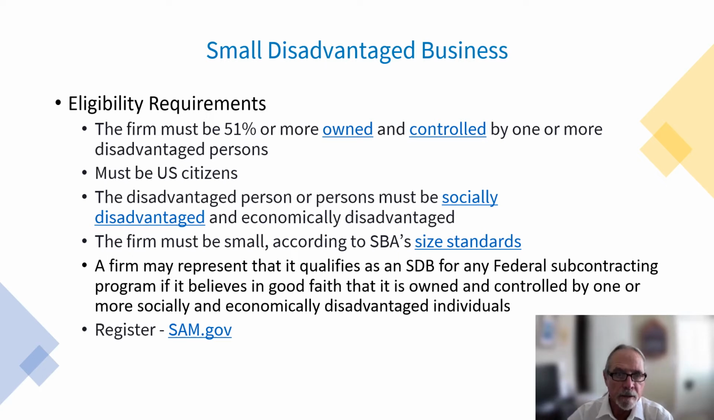As indicated on the slide, small disadvantaged business eligibility requires the firm to be 51% or more owned and controlled by one or more disadvantaged persons. They must be U.S. citizens. The disadvantaged person or persons must be socially disadvantaged and economically disadvantaged. We'll discuss this further in a future slide. The firm must be small according to SBA standards, and the firm must have a SAM account.